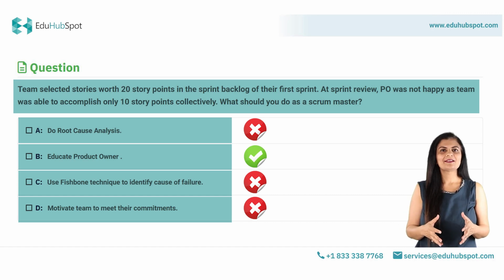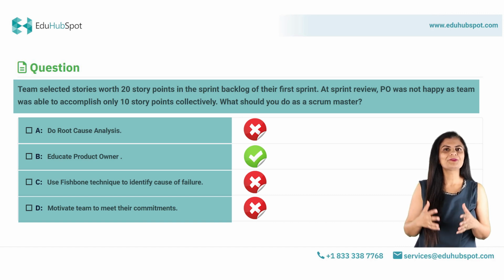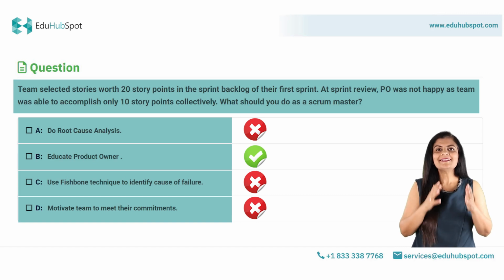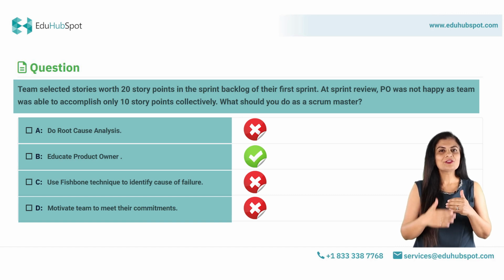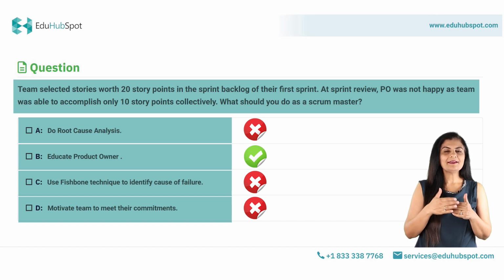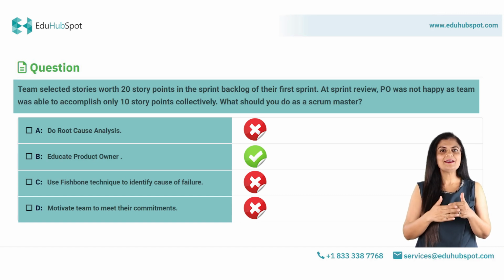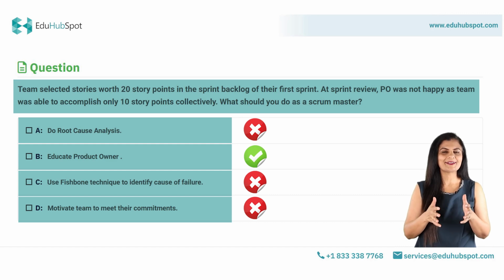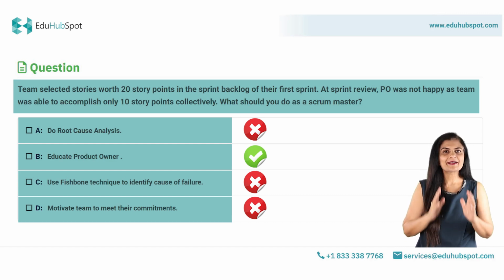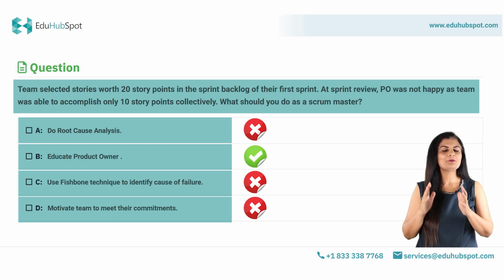So at this stage, we are just in our first sprint. We are still figuring out lot of things, and that is why this is not a cause of concern. So Scrum Master needs to educate product owner about agile ways of working and give the team the flexibility and empower them to self-organize and come up with their velocity in the first few sprints. So that is why the Scrum Master needs to educate product owner on agile ways of working.